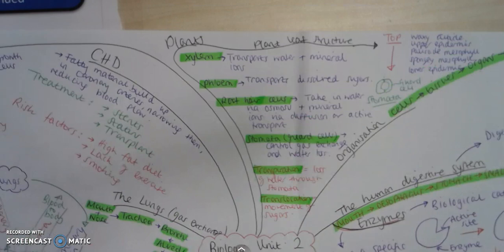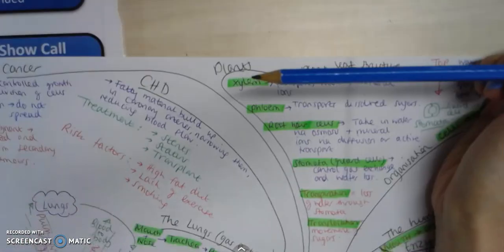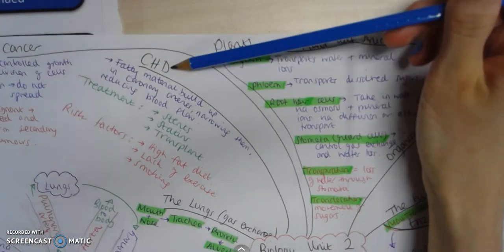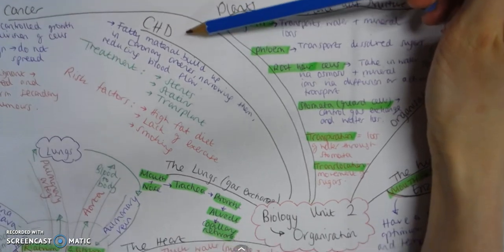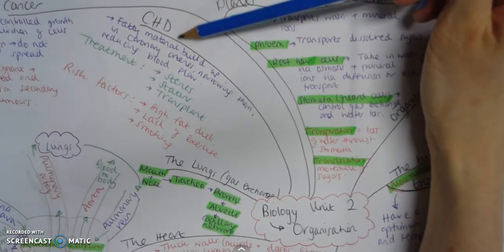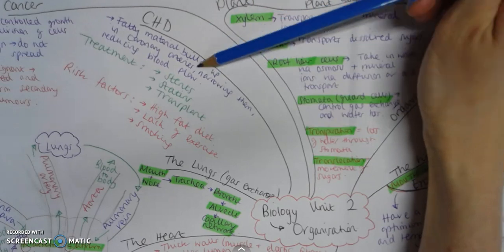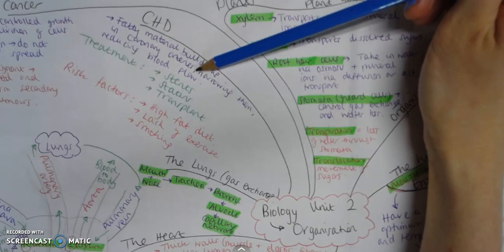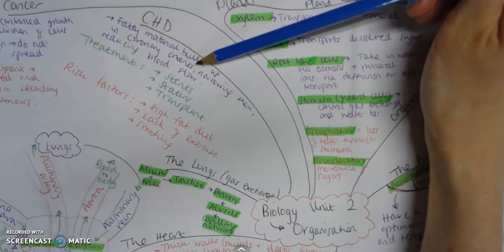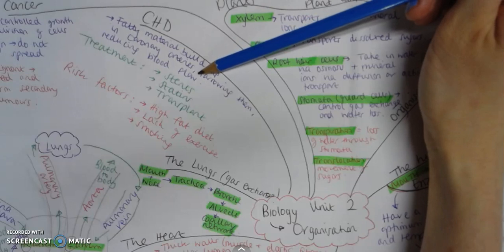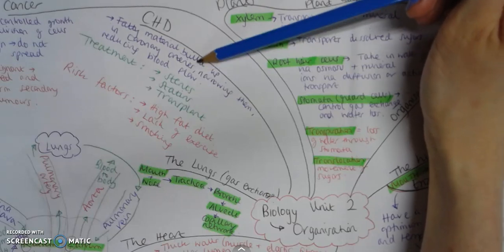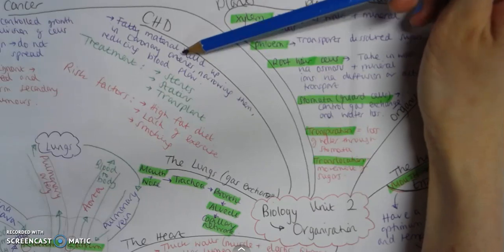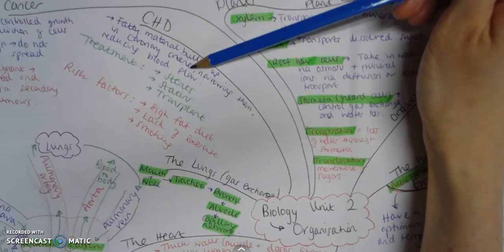So looking then next at coronary heart disease, so CHD, what that is basically a condition where fatty material will build up in the coronary arteries, narrowing them and reducing blood flow. So the coronary arteries are the arteries that surround the heart muscle itself and supply that muscle with oxygen and with glucose that it needs to respire, to produce energy so that the heart can continue to contract. So CHD, blockage of the coronary arteries.